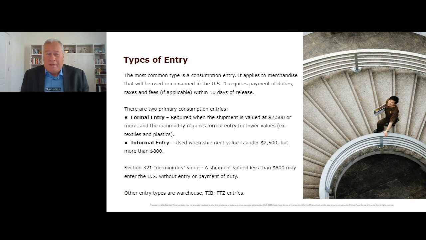Okay. Let's talk about types of entry. The video did a good job of talking about the different types of entry in the U.S. The most common type is the consumption entry, because the merchandise will be used or consumed in the United States. These entries require payment of duties and taxes within 10 days of release. We talked about duties and taxes, and about who's responsible for paying them. Remember, it's the importer of record, the IOR, who is responsible for the payment of those duties and taxes.